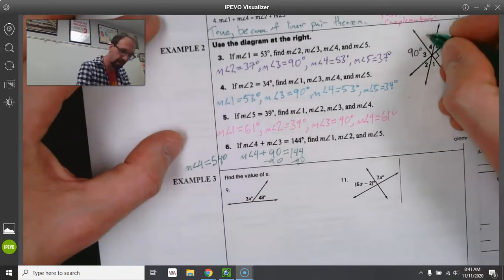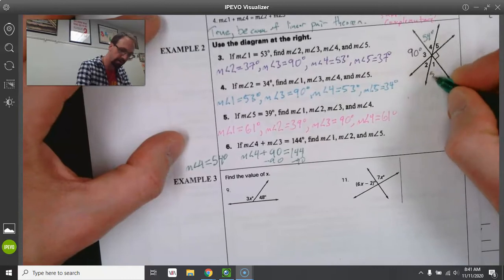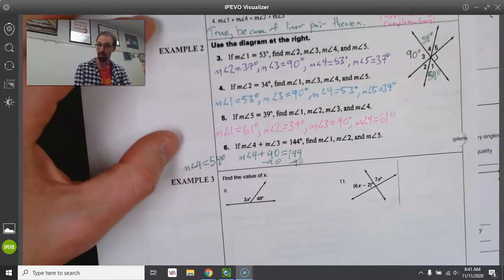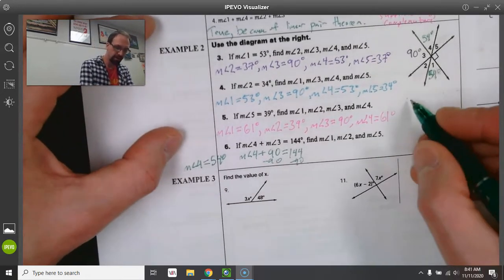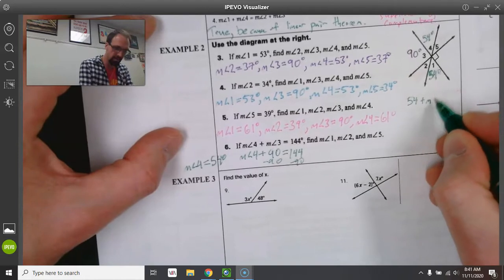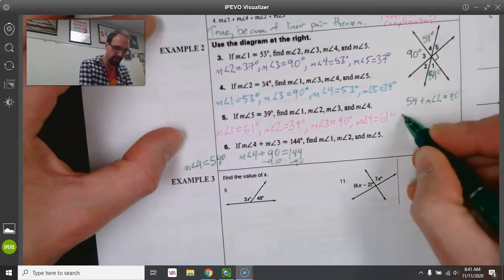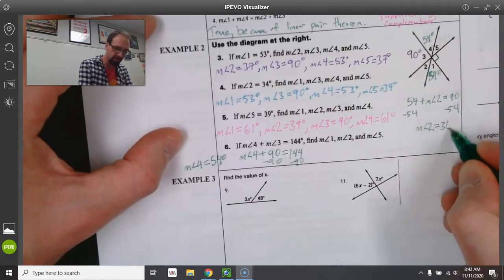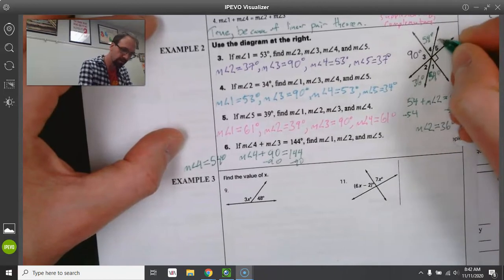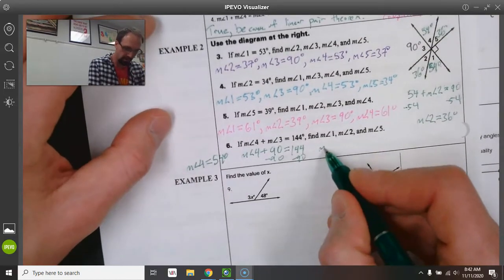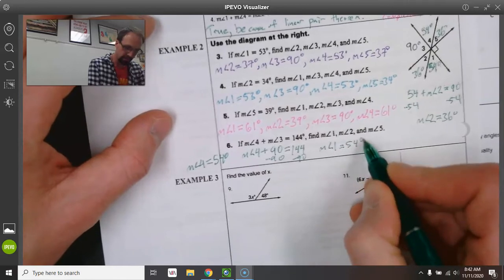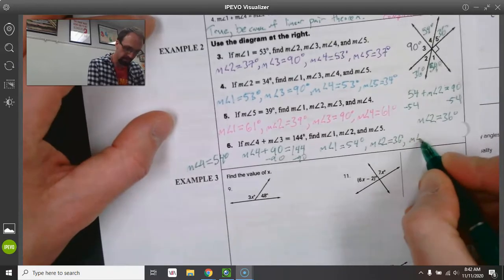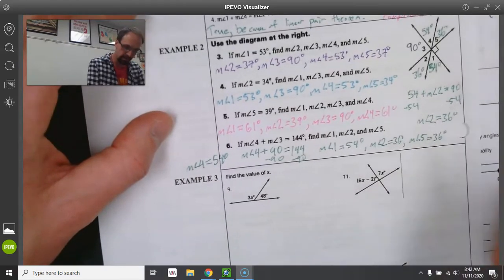Going back to my picture, my diagram, that means this is 54 degrees. The measure of angle 1 is 54 degrees. Now I have enough information that I can solve just like we were doing earlier. With the measure of angle 1, so 54 degrees, plus the measure of angle 2 equaling 90, I subtract 54 off both sides. You get the measure of angle 2 is equal to 36 degrees. So the measure of angle 1 is equal to 54 degrees. The measure of angle 2 is equal to 36 degrees. The measure of angle 5 is equal to 36 degrees.